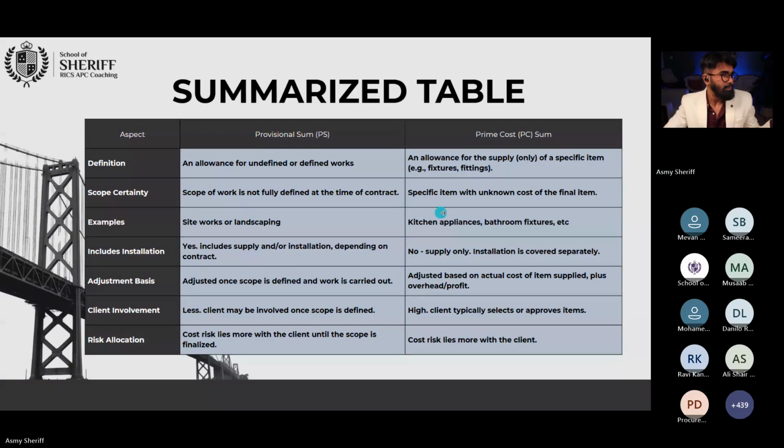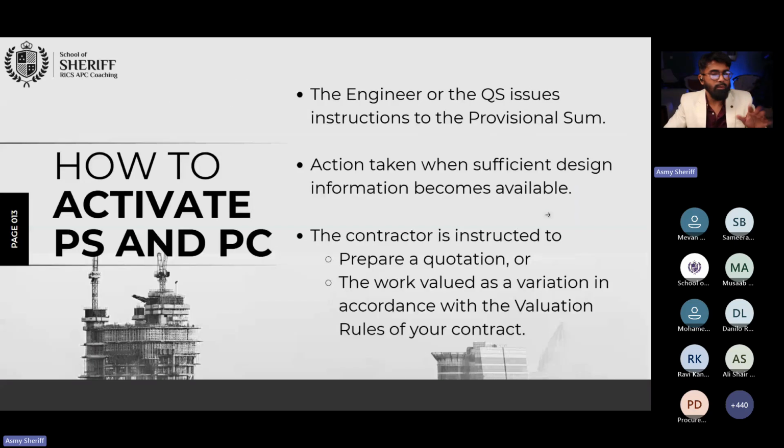provisional sum. In the provisional sum, it's going to be small: okay, these are the drawings, go and execute the work. So the contractor will execute and finish and give that to them. Okay, so that's what we call prime cost and provisional sum.